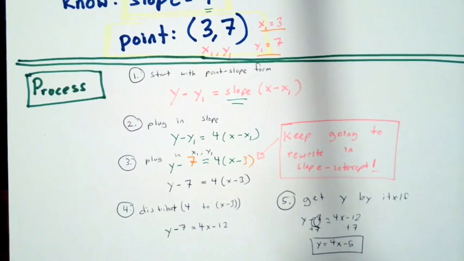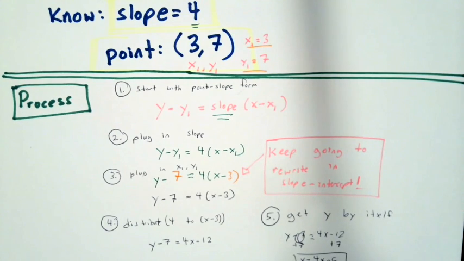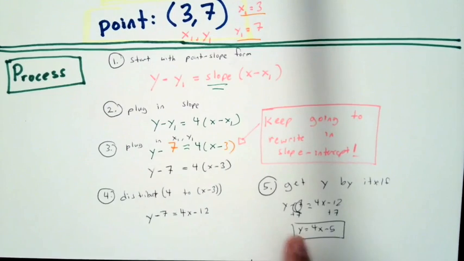I know this might seem like a lot of steps, but once you get into it and you've done it several times, it just kind of becomes automatic that you go from the point-slope form and follow the steps to get to the final answer.